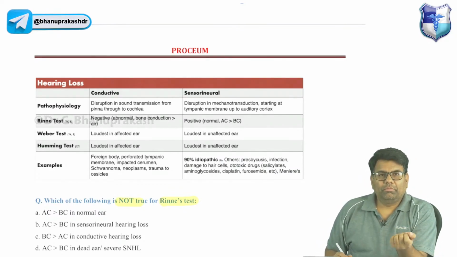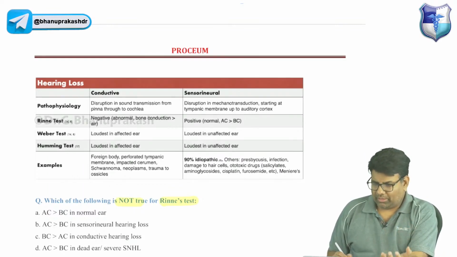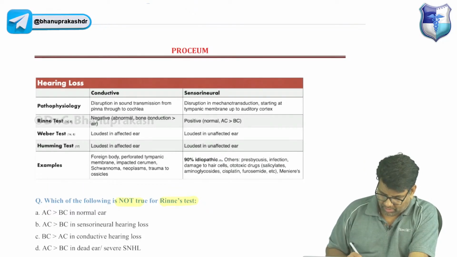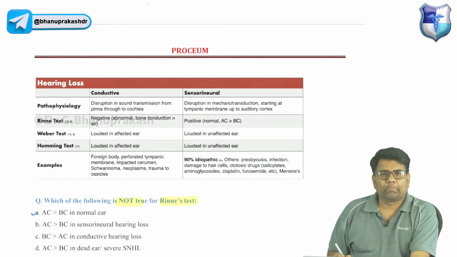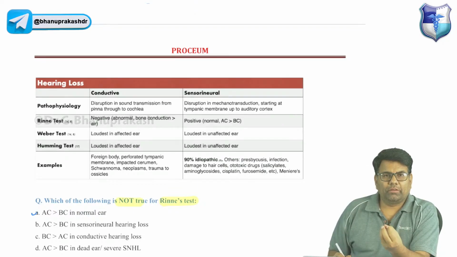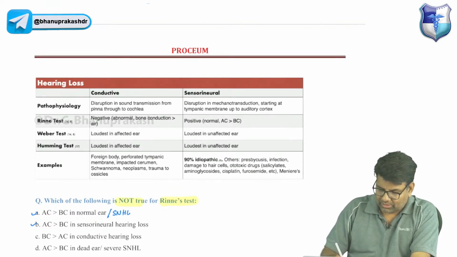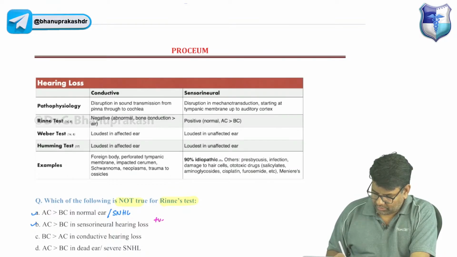AC is more than BC in normal ear. I think this statement is correct. Yes, okay, so this is a right statement. We just discussed that air conduction is more than bony conduction in normal ear and also in sensorineural hearing loss. So, A and B options both are correct, and they suggest that it is a positive Rinne.